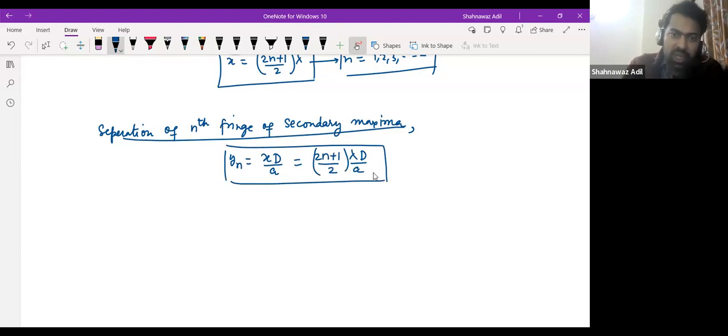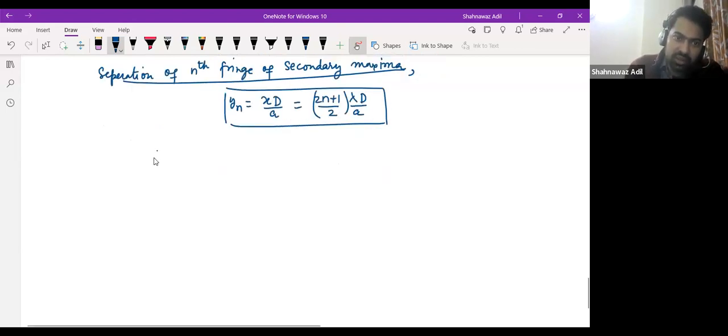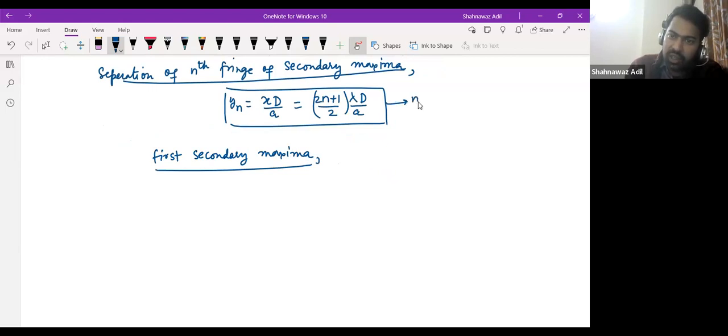And if we calculate the first secondary maxima, here n goes from 1, 2, 3, right? So y1 would be (2 times 1 plus 1) by 2 times lambda d by a. So this is 3 lambda d by 2a. This is y1.